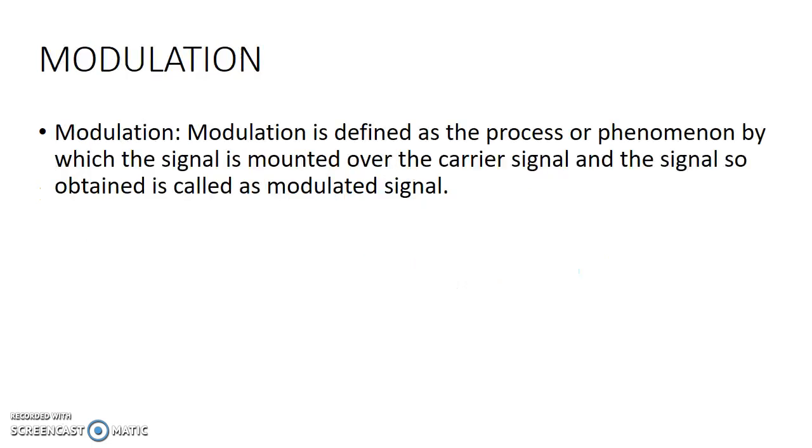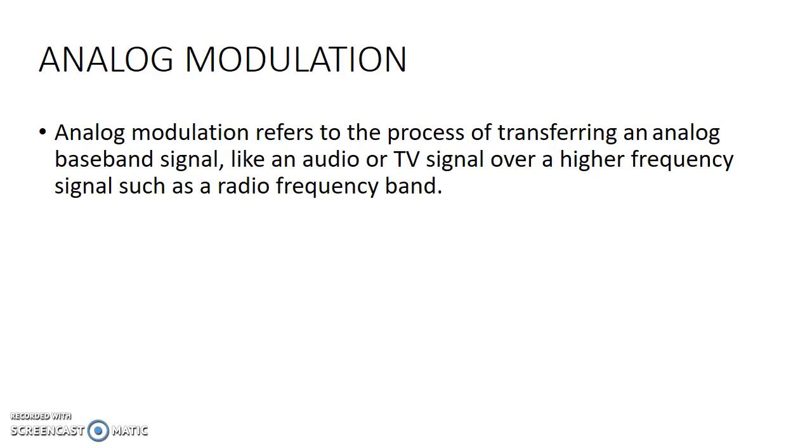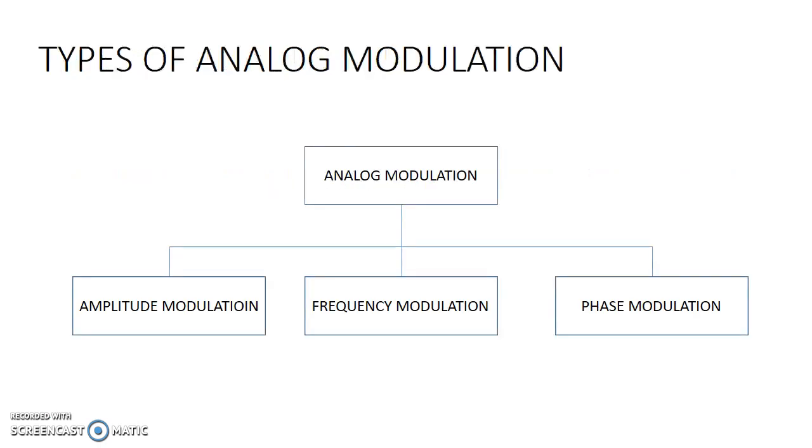Now modulation. Modulation is defined as the process or phenomenon by which the signal is mounted over the carrier signal, and the signal so obtained is called the modulated signal. Now coming to our main topic, analog modulation. Analog modulation refers to the process of transferring an analog baseband signal, like an audio or TV signal, over a higher frequency signal such as a radio frequency band.